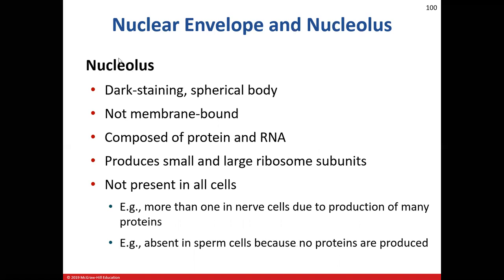Now our nucleolus is a dark staining spherical body. It's not membrane bound, so we don't find it in the membrane or on the membrane or enclosed by a membrane. It is composed of protein and RNA, and it does help to produce the small and the large ribosomal subunits. The nucleolus is not found in all cells. However, we can find more than one of them in nerve cells due to the production of many proteins. But as we said, it's not present in all cells, and the example would be a sperm cell, because basically in sperm cells, no proteins are produced.